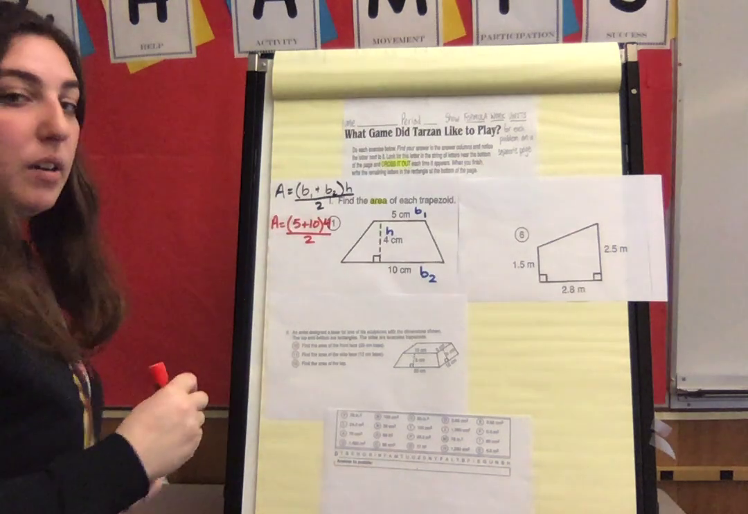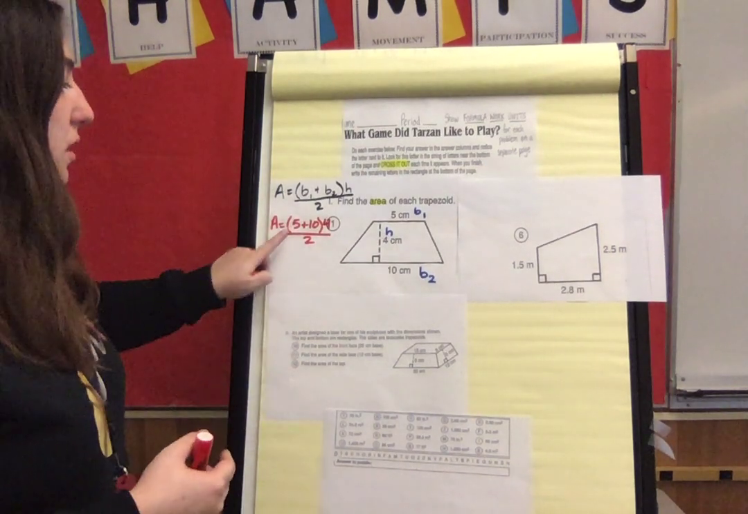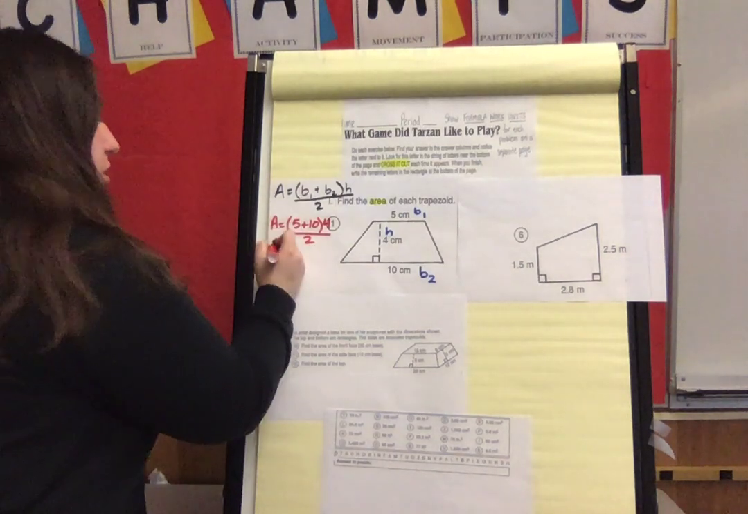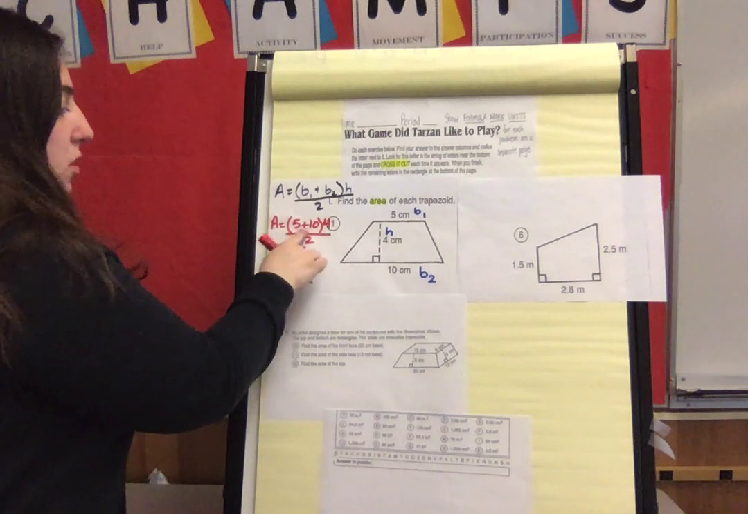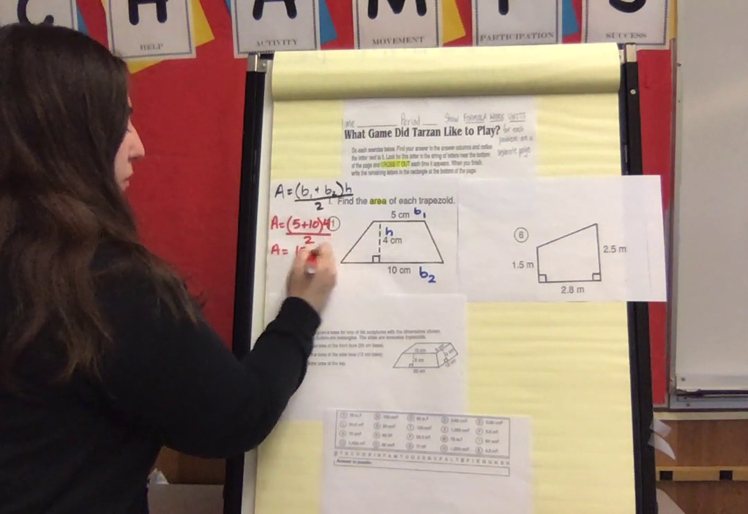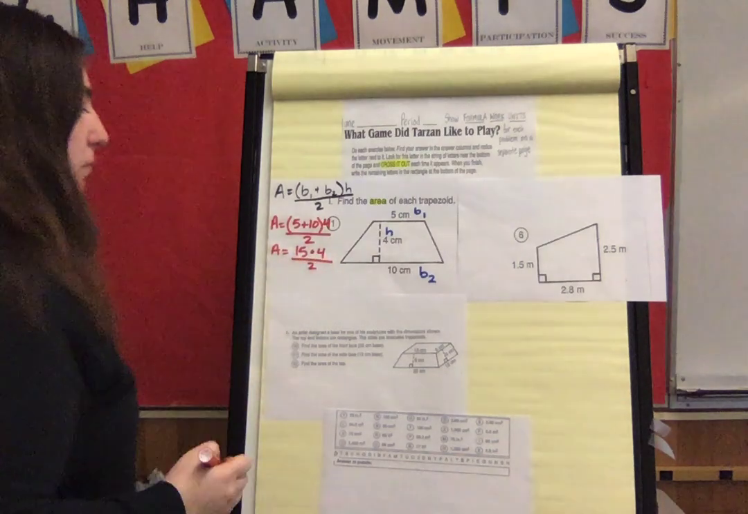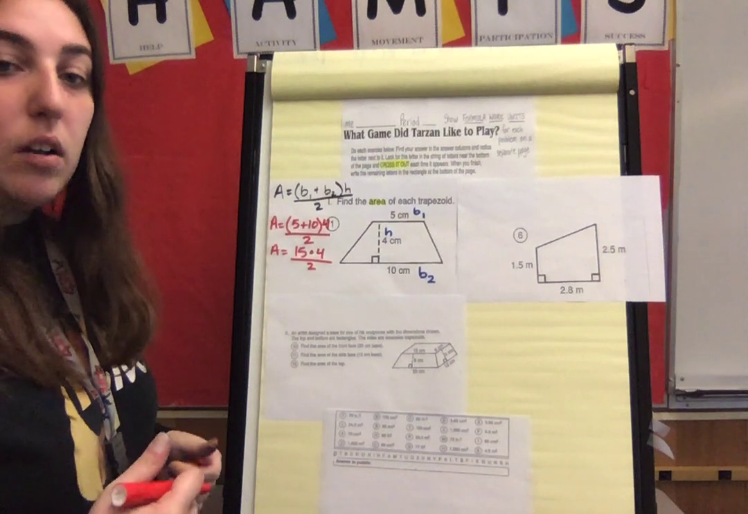Okay, so order of operations says I should do what's in the parentheses first. What's in the parentheses is 5 plus 10, which is 15. Okay, so again, I just added that. And I need to multiply it by 4. So times 4 over 2. 15 times 4 is 60. You can do that in your calculator if you need to.